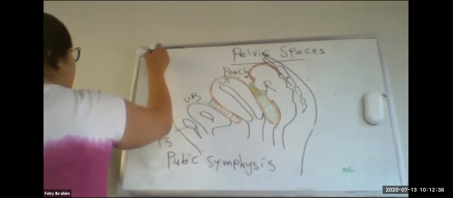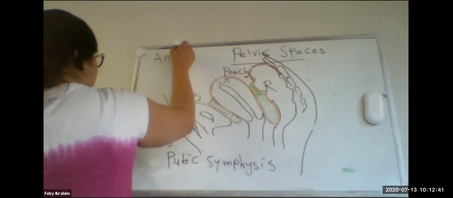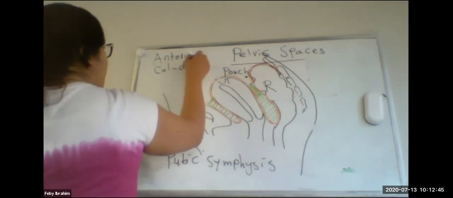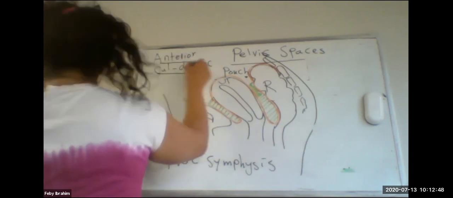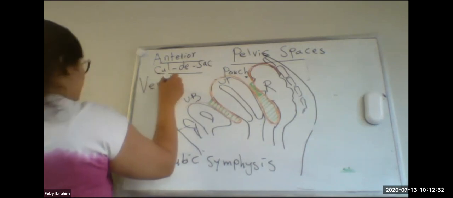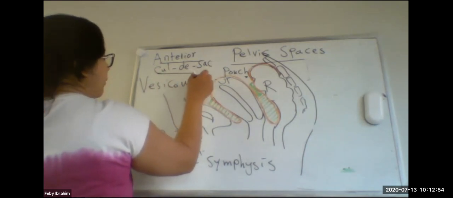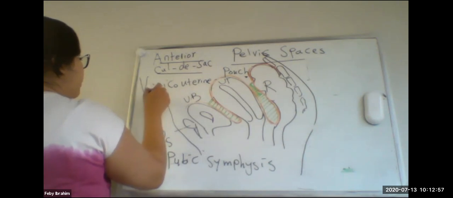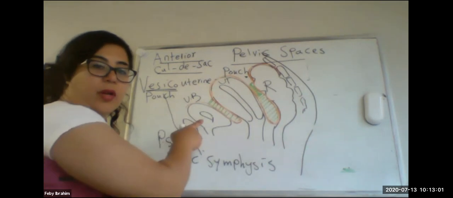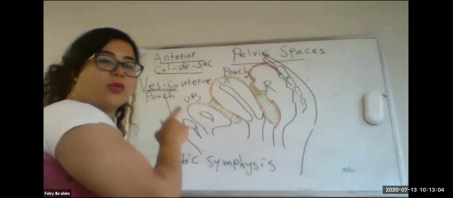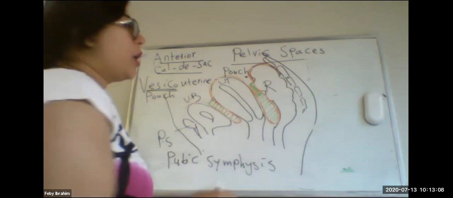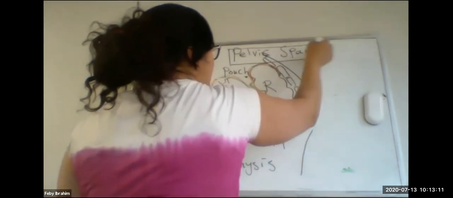Anterior cul-de-sac, or also known as vesico-uterine pouch. Vesico represents the urinary bladder, uterine, the uterus. So it's between the uterus and the urinary bladder. This is for the pelvic spaces.